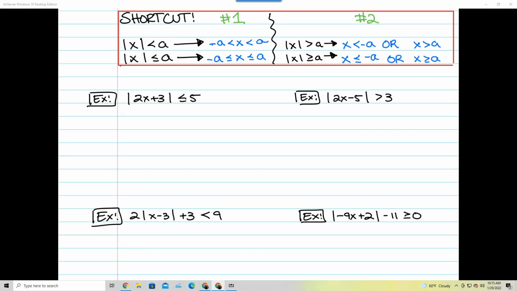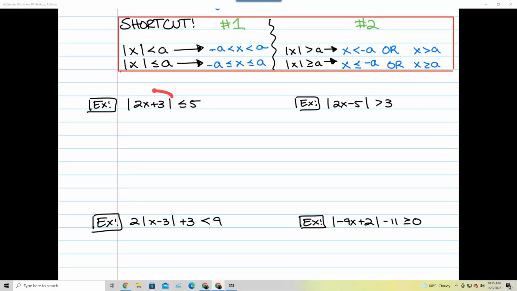Just like the previous lesson, you may not get started on these problems until the absolute value is completely isolated. I don't want you trying shortcuts. I don't want you trying to split anything up until the absolute value is completely by itself. What do I mean by that? Well, let's check this one. We're going to check each one. You see this one? This one says the absolute value of something is less than or equal to 5. This absolute value is isolated. So yes, I can go ahead and get started on my shortcut.